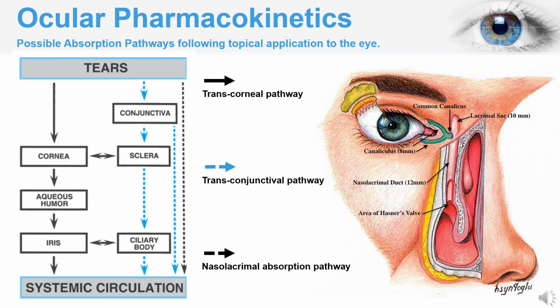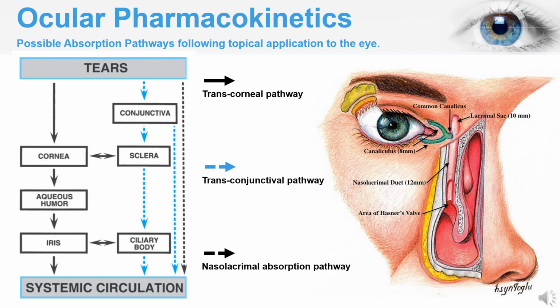Let's see the possible absorption pathways following topical application to the eyes. If you can see here, the solid black arrows represent the corneal route. The dashed blue arrows represent the conjunctival or scleral route. The black dashed line represents the nasolacrimal absorption pathway.